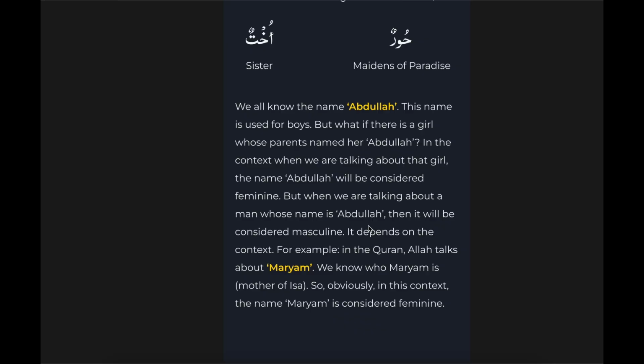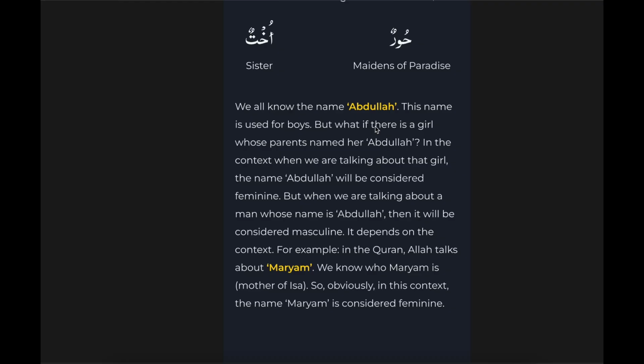Now, let's imagine a situation. We know that the name Abdullah is used only for boy names, right? So when we are talking about Abdullah, we know that we will use masculine grammar in that sentence. But what if you have a friend whose name is Abdullah and she is actually a lady? What if her parents decided to call her Abdullah? Just an exceptional case, okay? So what if that is the case?